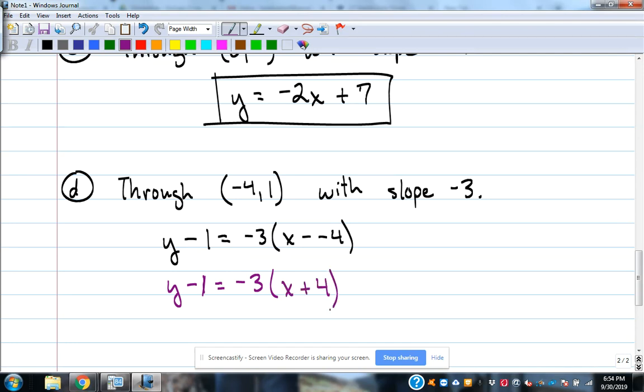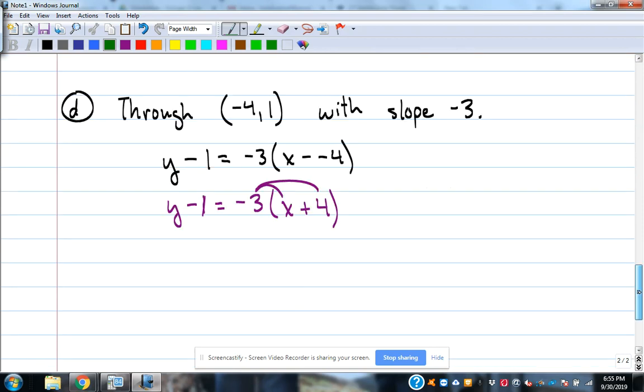Now, if I want this in slope-intercept form, what do I need to get by itself? y. I've got to get y by itself. So what are the steps to get y by itself from a point-slope form equation? What's the first thing that I should do? Distribute the -3. I've got to multiply this -3 to everybody over there. If I do that, I get y minus 1 is equal to -3x minus 12. One more step gets y by itself. Plus 1 to the -12. And there we have y = -3x minus 11.